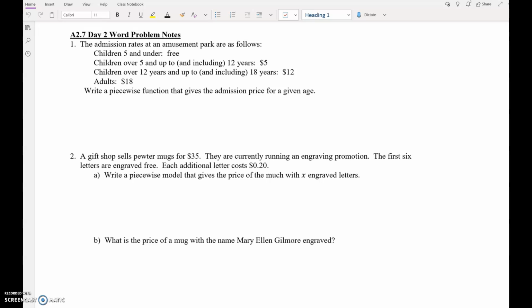The admission rates at an amusement park are as follows. Children 5 and under are free. Children over 5 and up to and including 12 years are $5. Children over 12 years and up to and including 18 years are $12, and the adults are $18. Write a piecewise function that gives admission price for a given age.